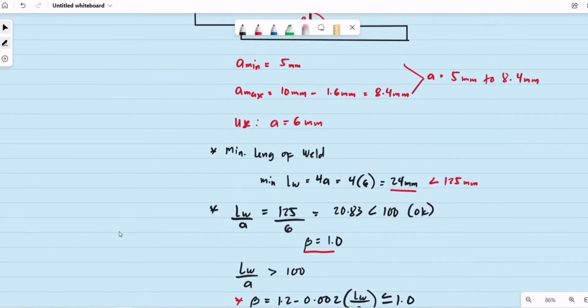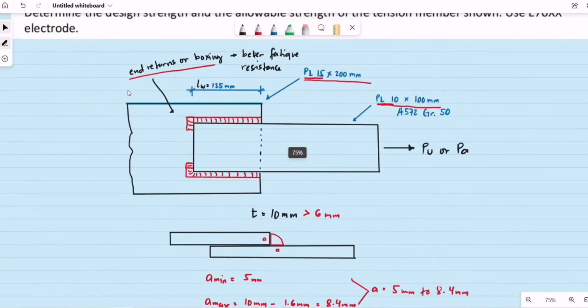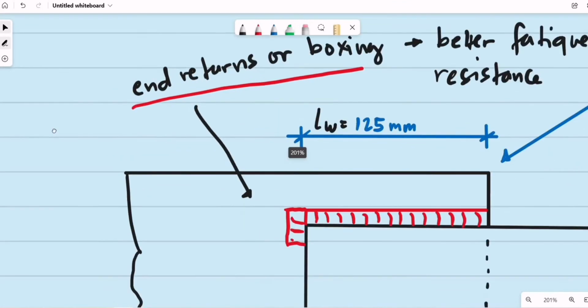Okay, and then for example, we are required to compute the length of the end returns or the boxing.